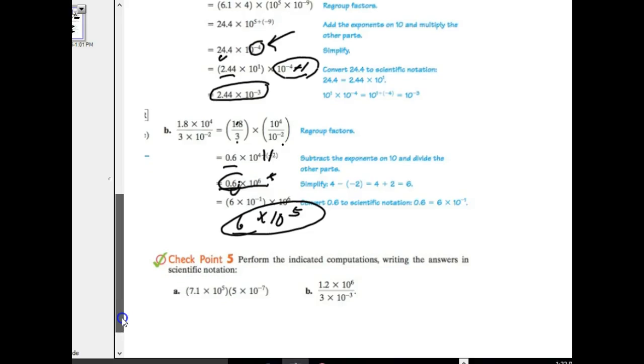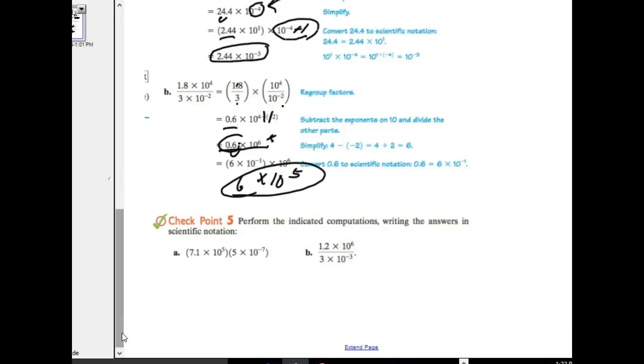Now, let's look at the couple of checkpoints here and do these together. You've got 7.1 times 10 to the 5th times 5 times 10 to the minus 7. When you multiply the 7.1 and the 5 together, that ends up being 35.5. Then you have your times 10, which is your exponential notation, and because we're multiplying, we're going to add the exponents. The 5 and the negative 7 end up being negative 2.